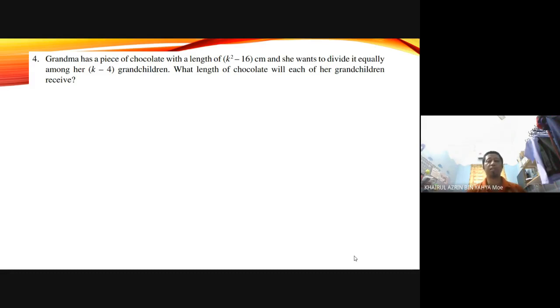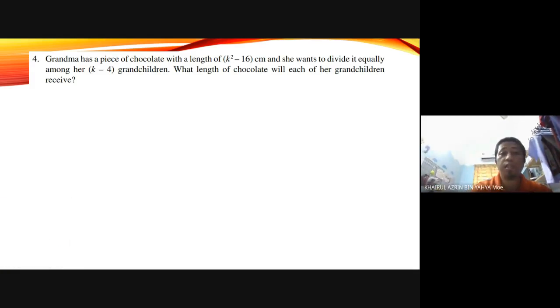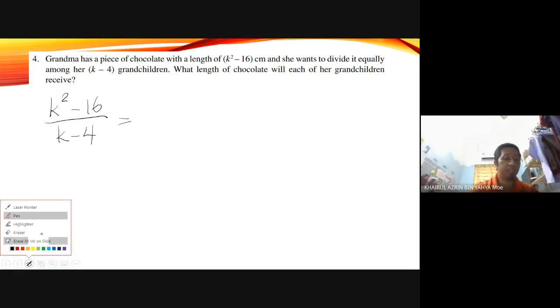So grandma wants to divide the chocolate. This is easy. What do we do? Let me write here. Grandma has chocolate of k square minus 16, and then wants to divide with k minus 4. So what we do, we just simplify this algebraic expression.